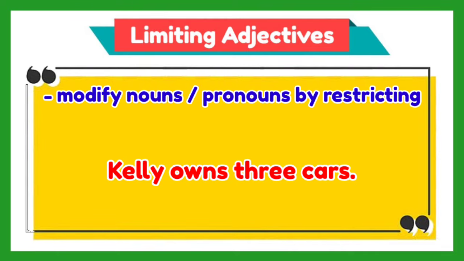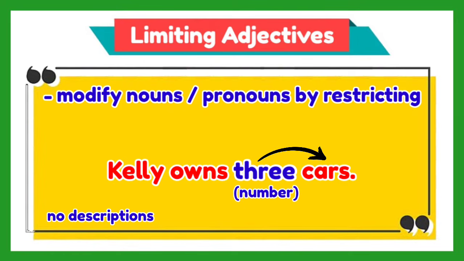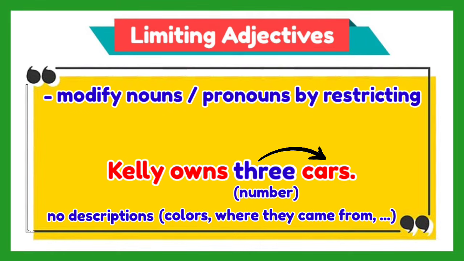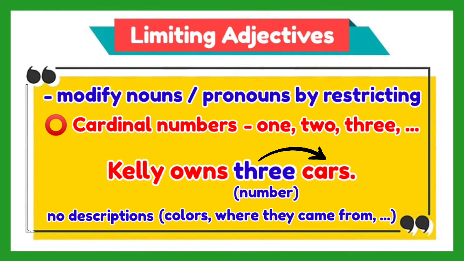For example, Kelly owns 3 cars. The limiting adjective in the sentence is 3. It tells the number of cars Kelly owns. As you can see, the number 3 does not give us any description of the cars, like their colors, where they came from, or anything else about them. It is only limited to telling how many cars Kelly owns, right? Meaning, cardinal numbers like 1, 2, 3, and so on are examples of limiting adjectives.